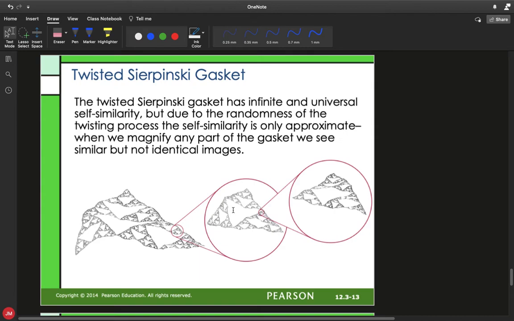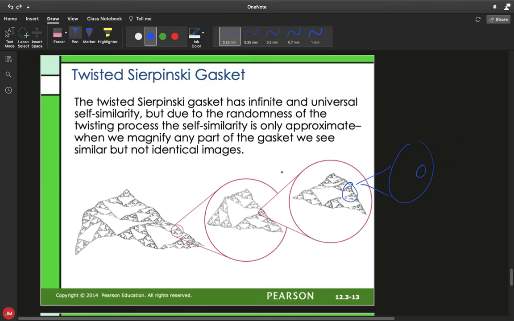Now, let's talk about the different types of self-similarities, because obviously it's going to be slightly different from what we would have seen in our Koch snowflake as well as our regular Sierpinski triangle. In the twisted Sierpinski gasket or triangle, we still have infinite and we still have universal self-similarity. But because of the randomness in your twisting process, that self-similarity is only going to be approximate. It's not going to be exact. You can still do it an infinite number of times. If we wanted to keep going, we could keep zooming in further.